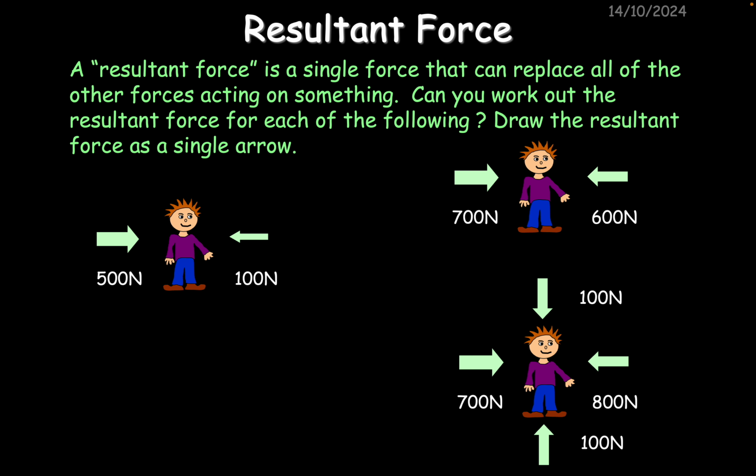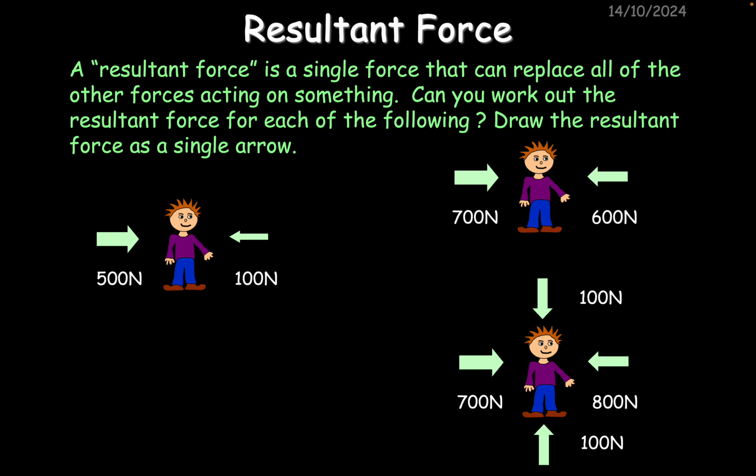With Newton's first law and Newton's second law, we're looking at a single object and analyzing the forces acting on that single object. A resultant force is a single force that can replace all of the other forces that might be acting on it. In this case, it's a person. Can you work out the resultant force for each of the following, and then draw an arrow to represent the resultant force as a single arrow?